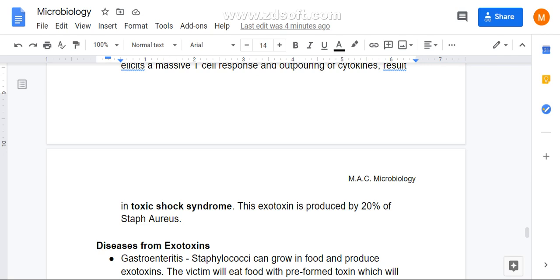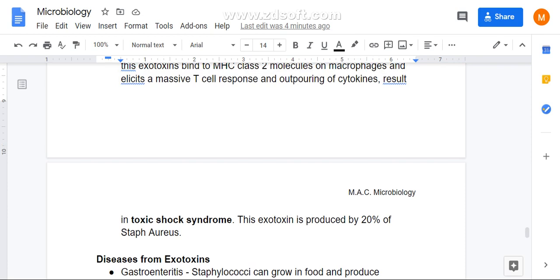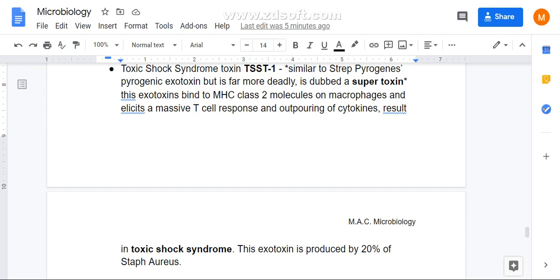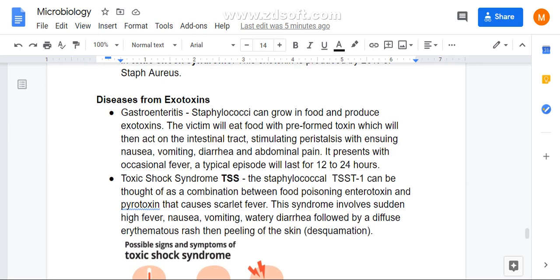So this exotoxin is produced by about 20% of Staph aureus strains. By these statistics, you'd find this toxin in 1 in 5 Staph infections. Right, and it's very dangerous, so it's not something to take lightly. We'll get into some of the diseases from exotoxins.